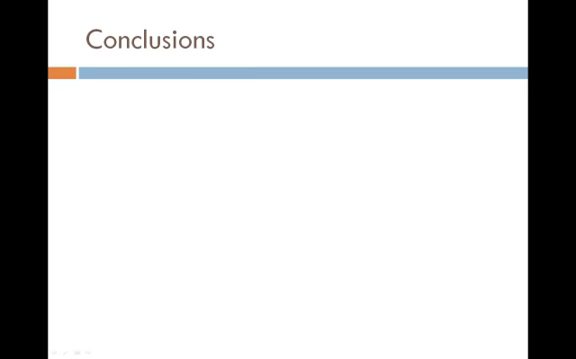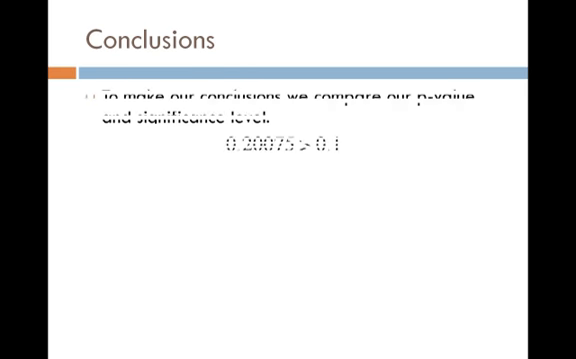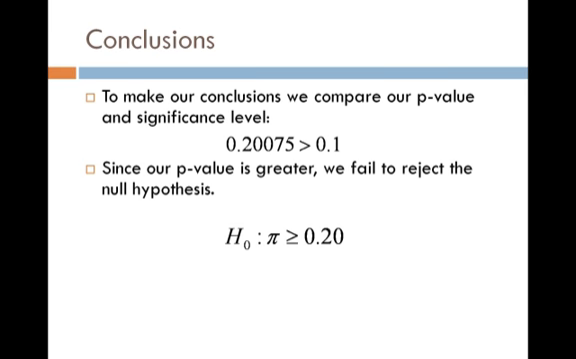We are finally ready to draw some conclusions about this problem. In order to do so, we want to compare our p-value with our significance level. In this problem, notice how our p-value is actually greater than the significance level. Now, what this means is that we fail to reject the null hypothesis.